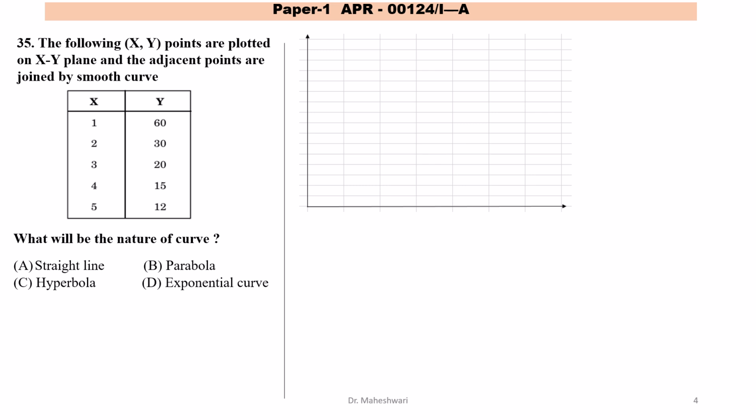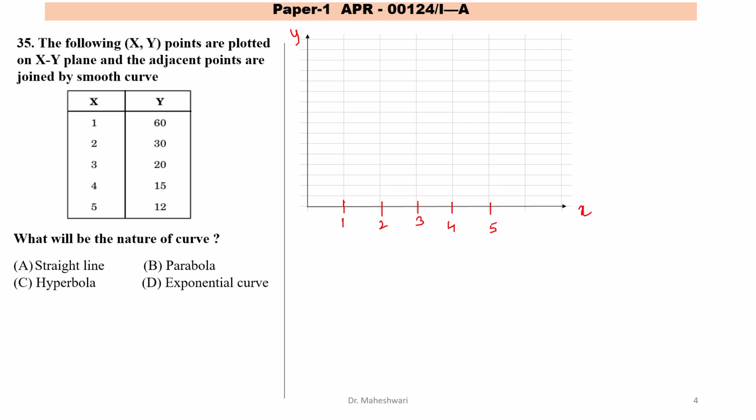So what we are going to do is draw the plot, the graph. Now see here, on the x-axis, what they have given. This is your x-axis, this is the y-axis. On the x-axis, they are saying 1, 2, 3, 4, 5. So let us mark those 1, 2, 3, 4, 5. And y is how much? 60. So for 1 it is 60.